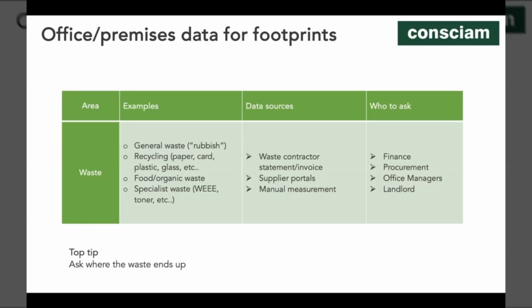Moving on to waste. So waste, as we've said, can be in many different forms, from our traditional waste through to specialist waste, such as electrical items, or it could be toner, or it could be something from your industrial process. Perhaps you produce a lot of pallets or other materials, offcuts of materials that have to be dealt with in specialist ways.